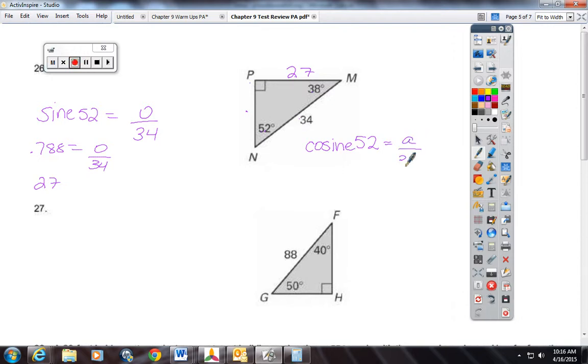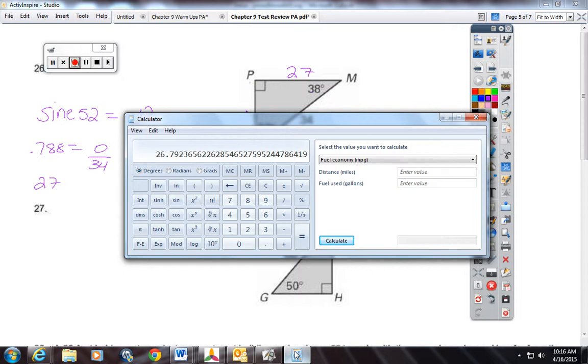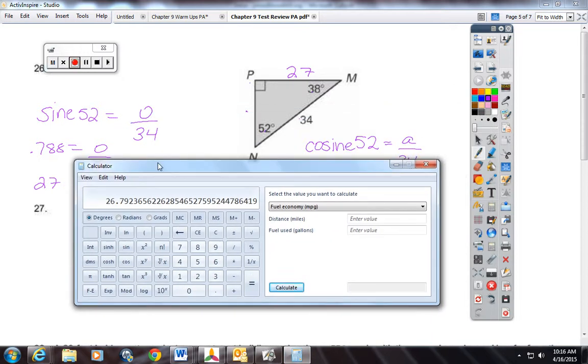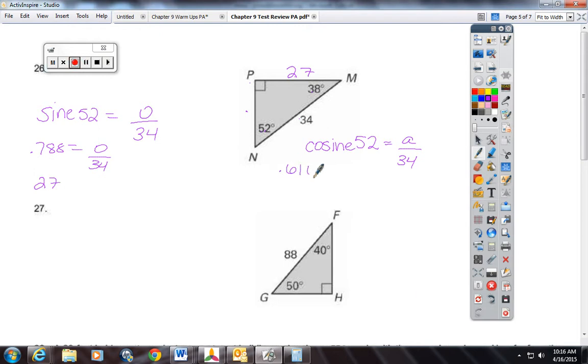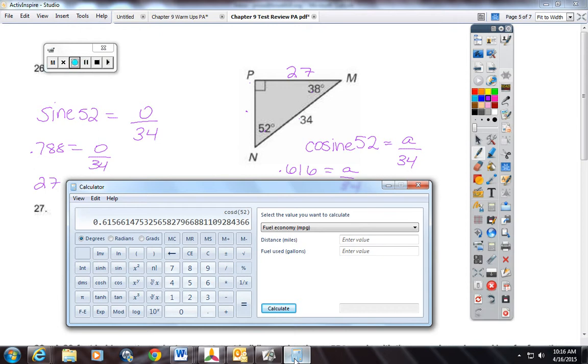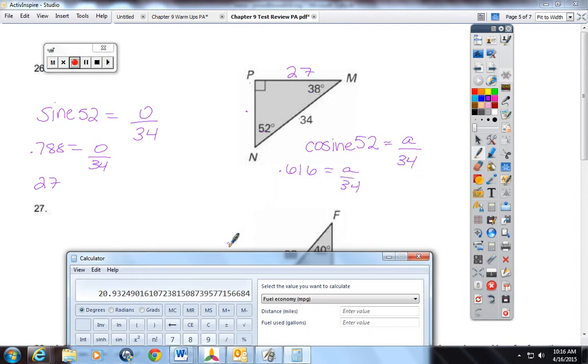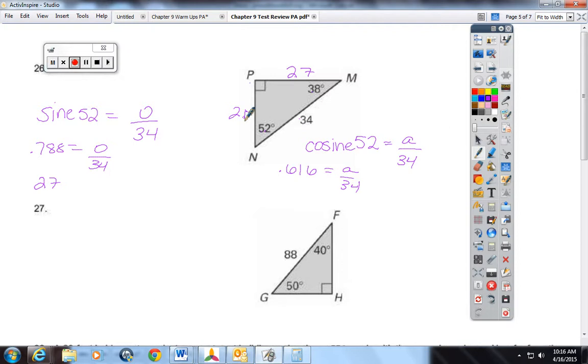Okay, so I'm going to take the cosine of 52, and we're going to call that 0.616 equals what over 34? Now I'm going to multiply both sides by 34, and we're going to go ahead and round it to 21. So now, does that seem reasonable? Are those measurements reasonable? 21, 27, 34. Yeah, they are. So now I can do my area.